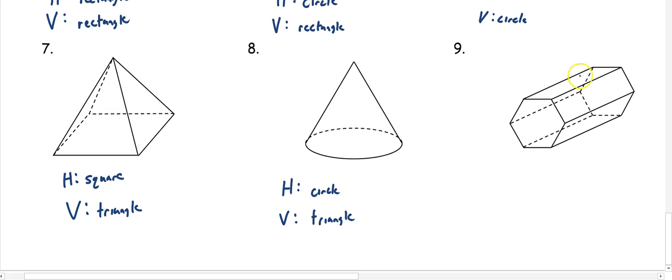The last one is this prism. If I cut horizontally, I'm cutting parallel to the lateral faces, which are rectangles, so I'm still going to get a rectangle. When I cut vertically, I'm cutting parallel to the base, and the base in this case has 6 sides, so it's a hexagon. I'm still going to get a hexagon when I cut vertically somewhere else.